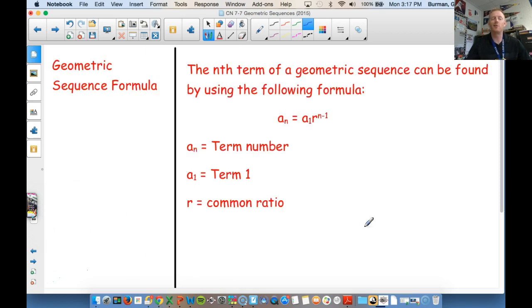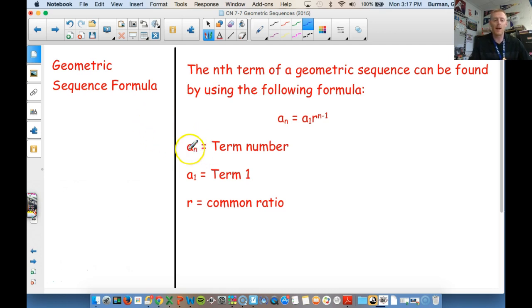And then our new idea is talking about geometric sequences. There's a formula for us to be able to find any term of a geometric sequence. Very similar to what you did with arithmetic sequences, where there was that formula that shared with us how to find like the 190th term in a sequence instead of having to write down all 190 numbers.